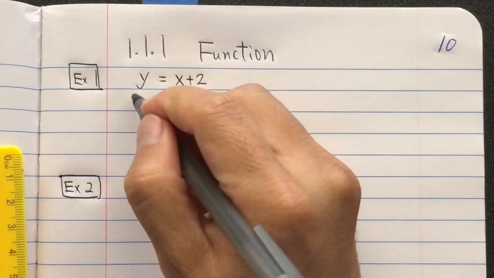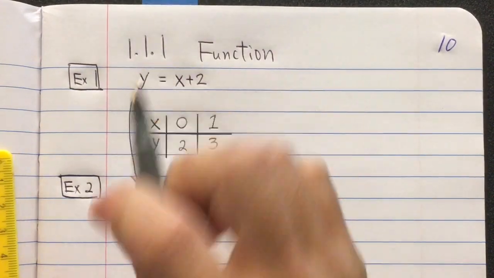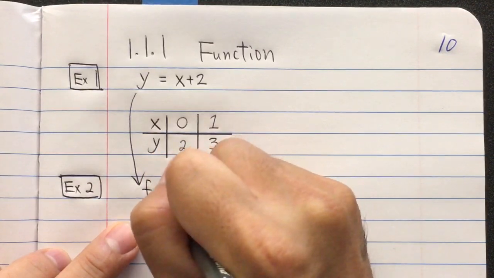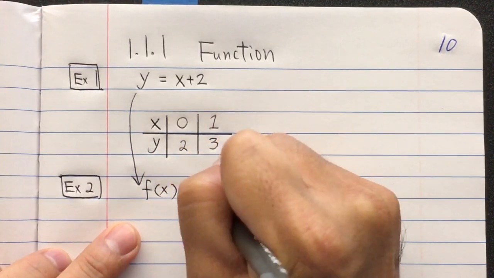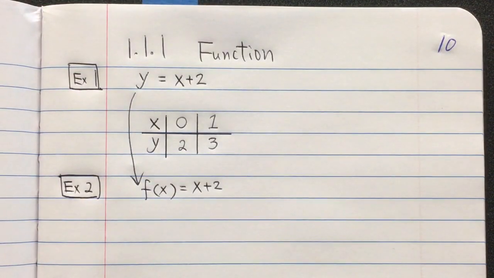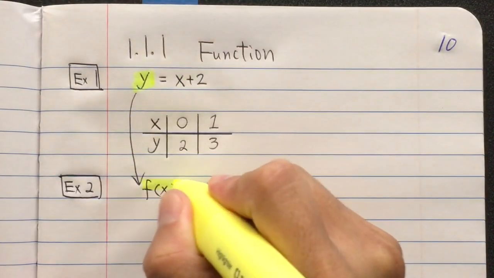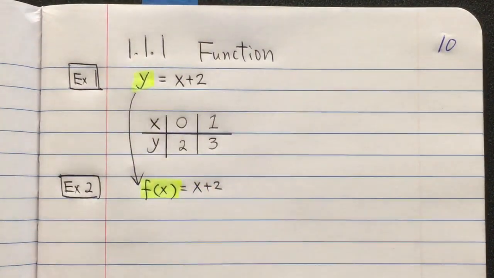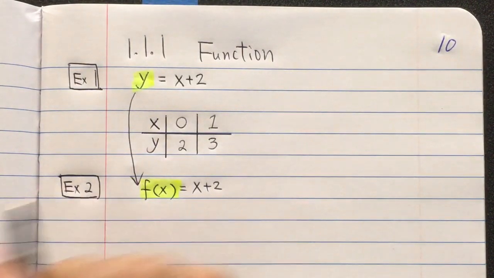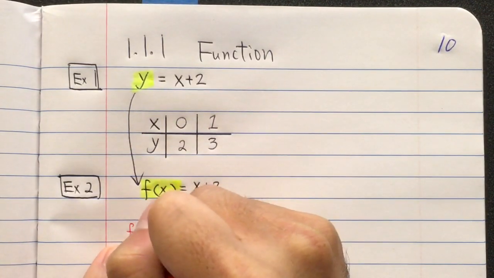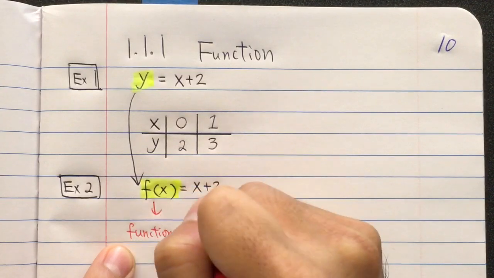Now I will change y to this. I will change y to f of x equals x plus 2. I want to use a highlighter. This is the only thing we change, from y to f of x. Now we can call this a function. This is function of x. Now let's write a name: function of x.